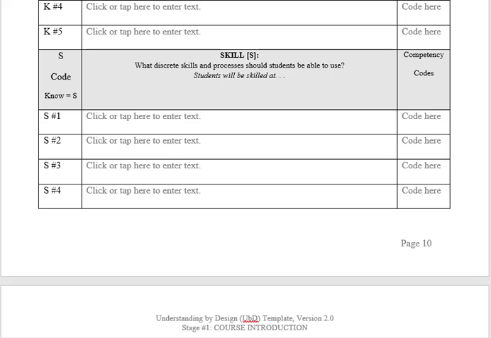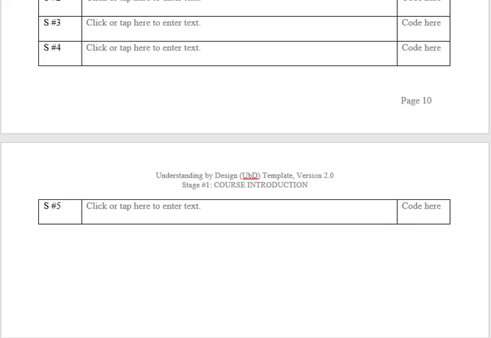And then finally, we're going to be able to list our skills. So these are very specific skills. So they're going to be able to add 2-digit numbers. They're going to be able to recite the Pledge of Allegiance. Very specific skills that they've learned within that course, within that unit.